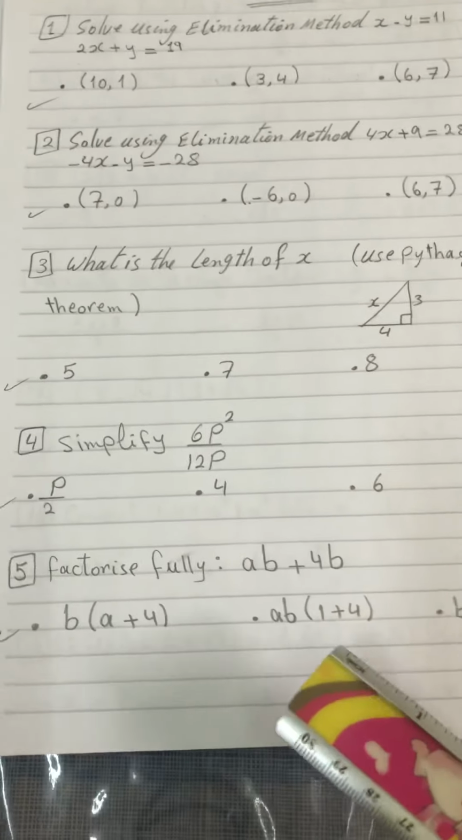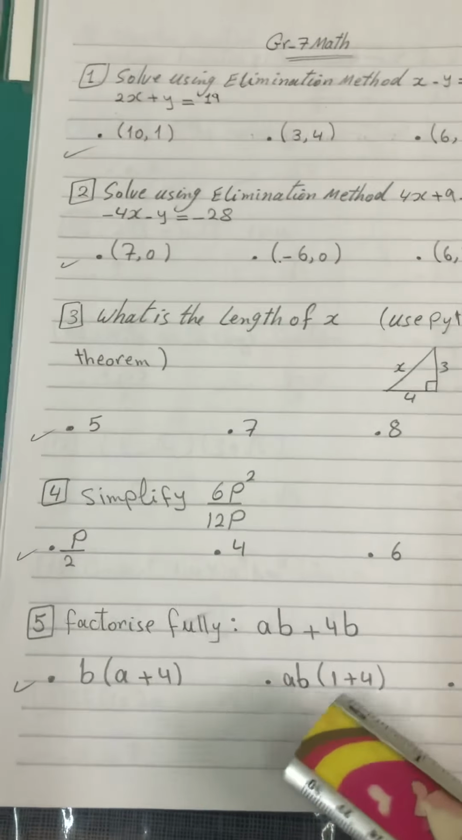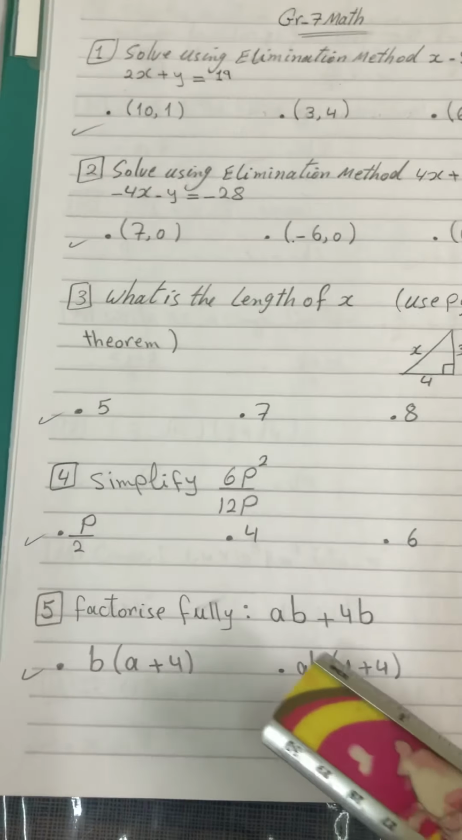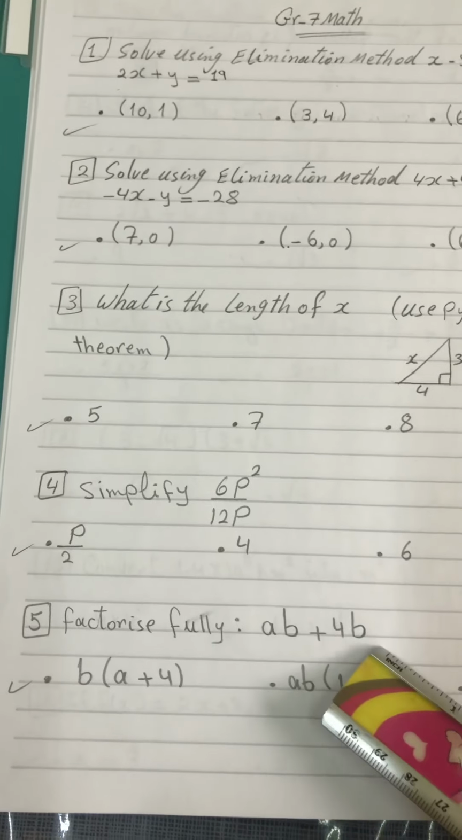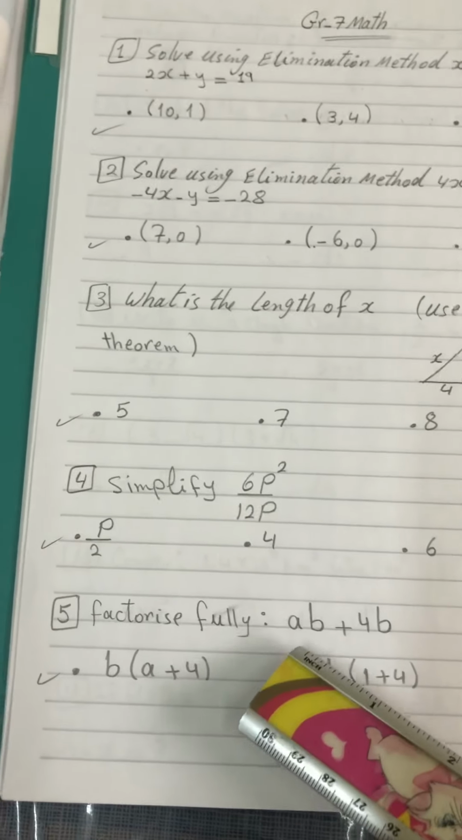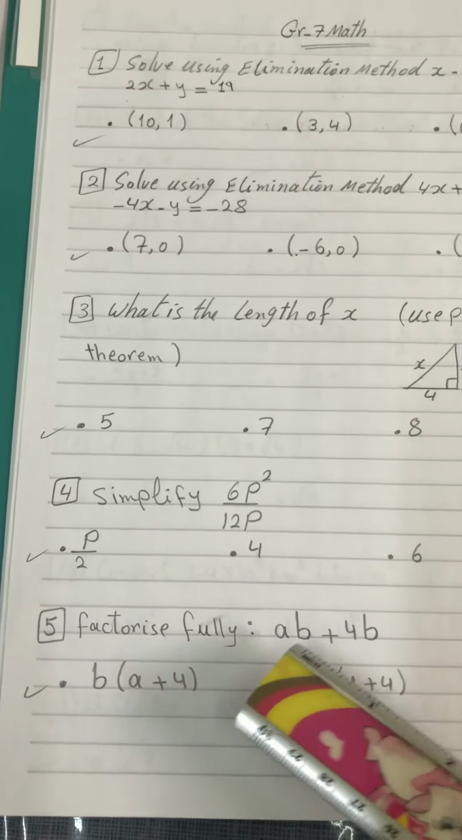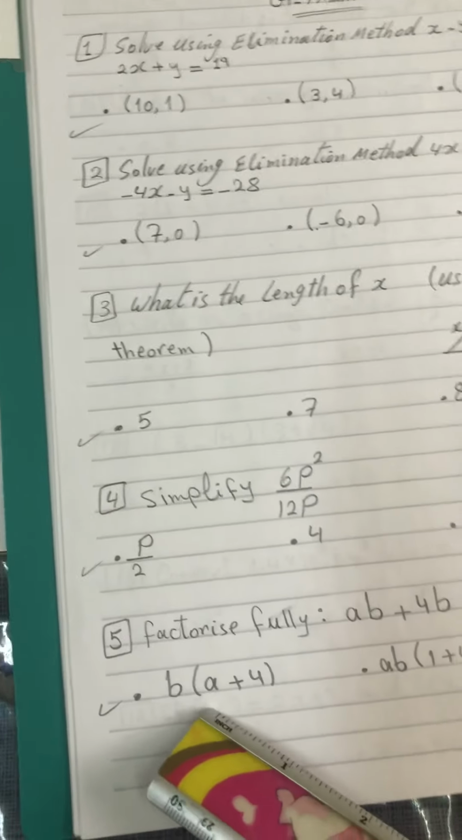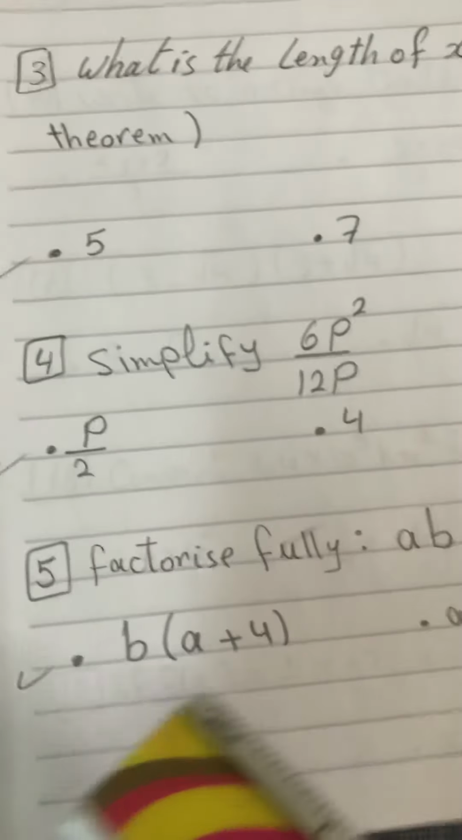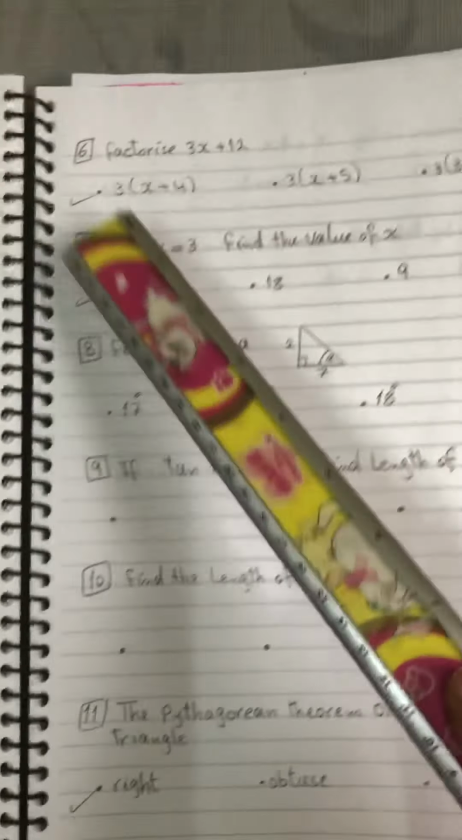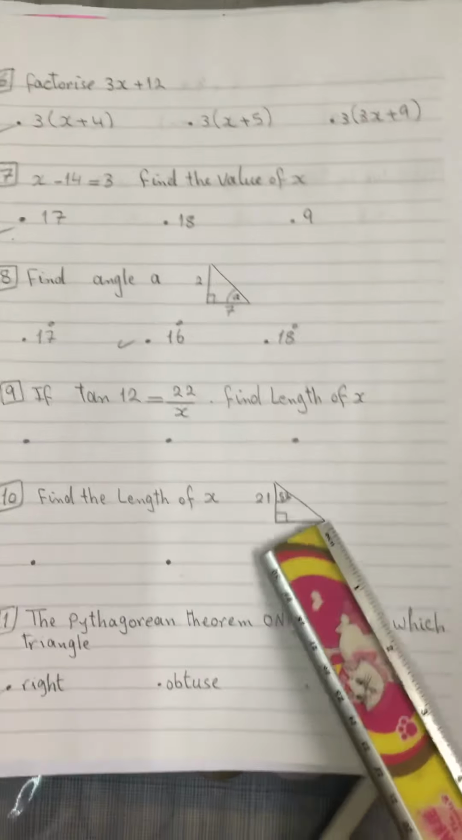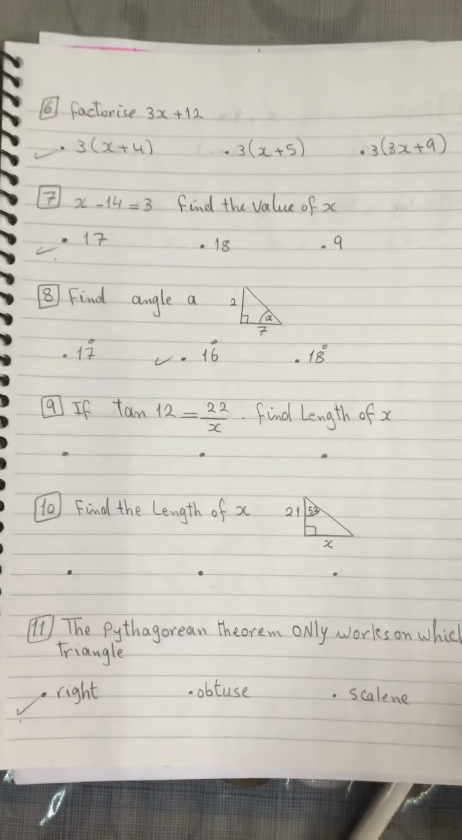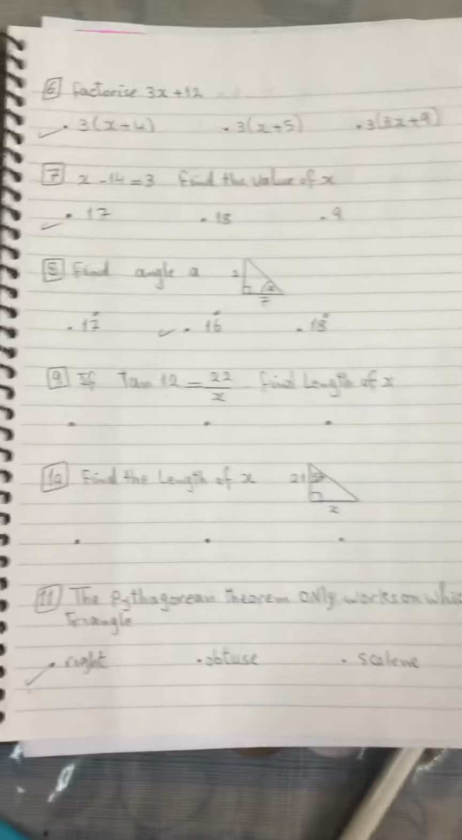Also factorize. I put this problem in the factorizing problems in the sheet. How can I ask in the form of multiple choice? You will take b as a common factor, open brackets: ab divided by b equals a, and 4b divided by b equals 4. So it will be b, open brackets, a plus 4. These are the factors.